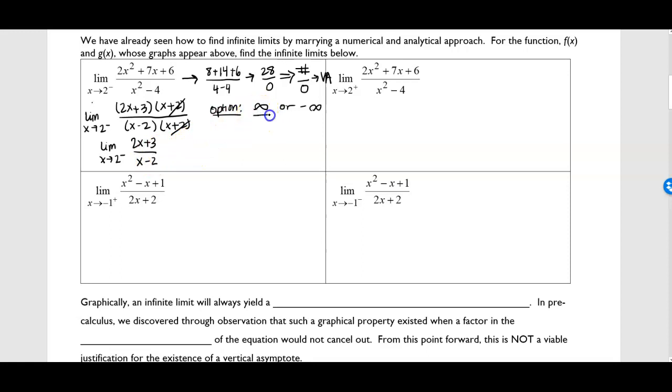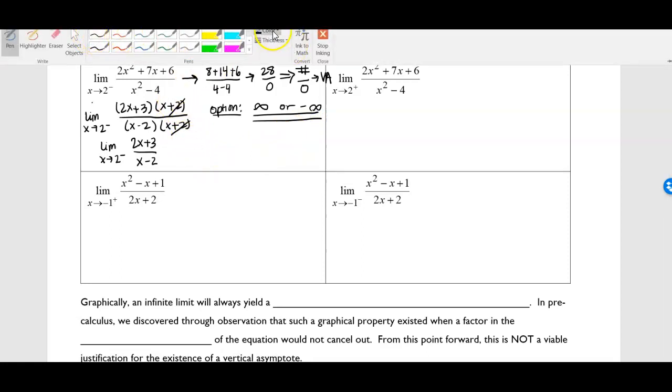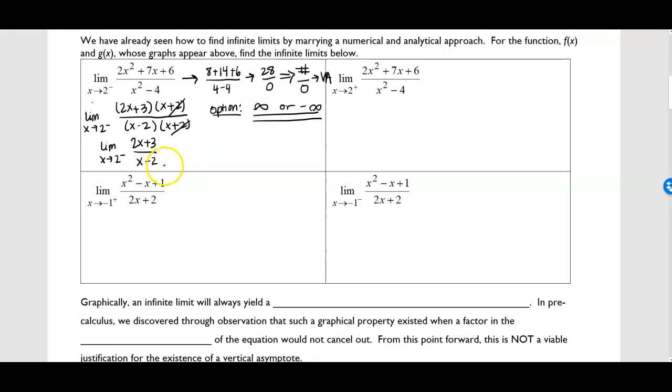I know it's going to approach infinity because we said that up here. We've recognized already that it's a vertical asymptote. And so what I need to decide is which one it's going to. And so to think about that, I'm looking as x approaches 2 from the left. So I want to think about a number like 1.9. Now I'm not actually going to write this in, I'm just thinking about it.